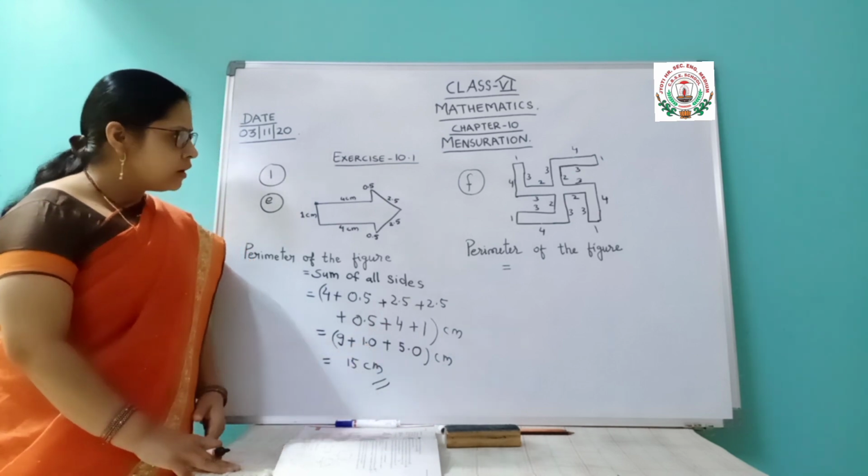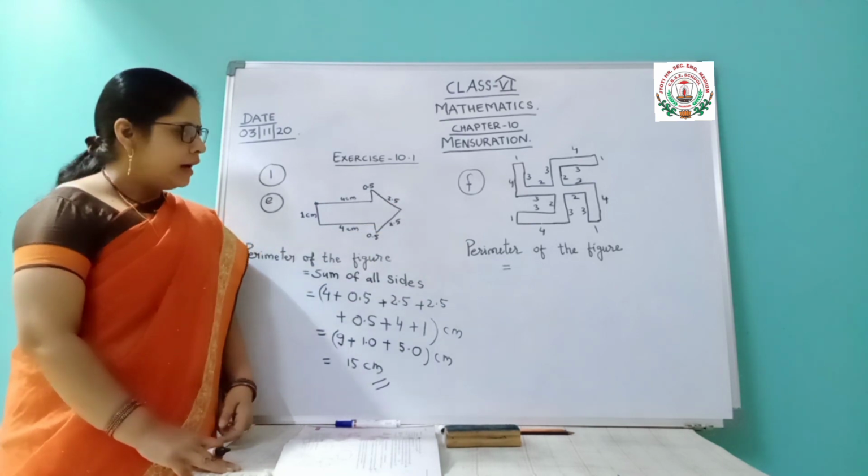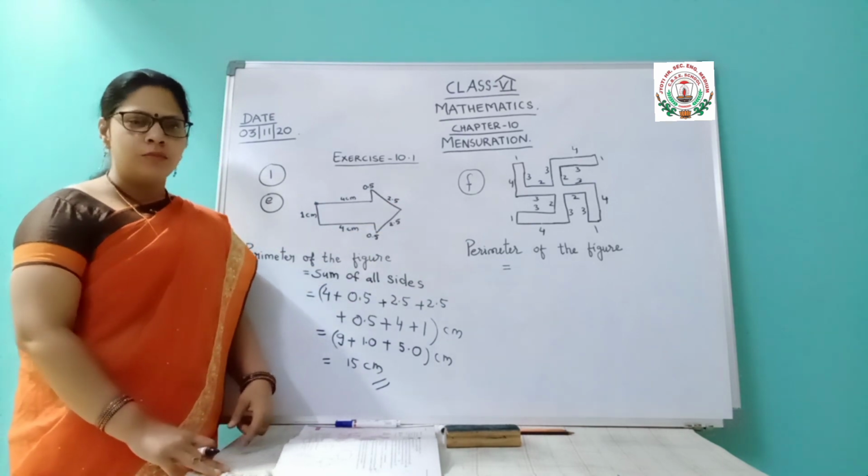Now coming to the F part, that figure is given and the perimeter is asked. So perimeter is the sum of all the sides.